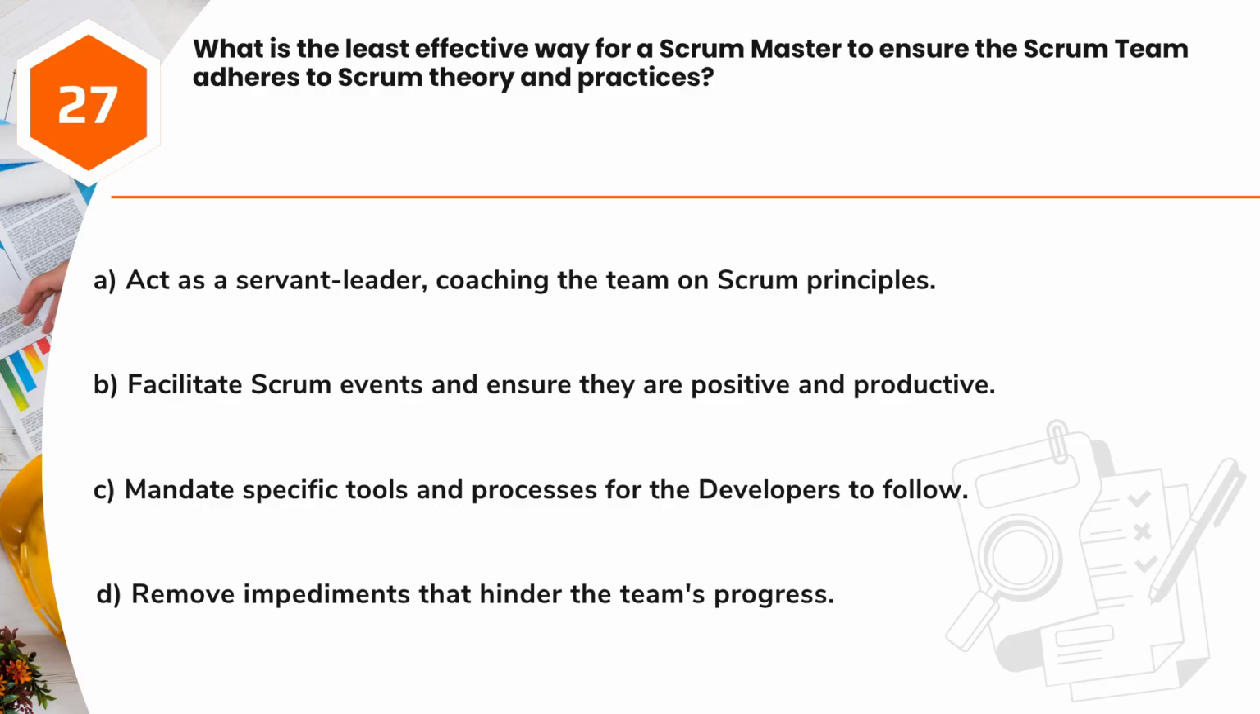Question 27. What is the least effective way for a Scrum Master to ensure the Scrum team adheres to Scrum theory and practices? A. Act as a servant leader, coaching the team on Scrum principles. B. Facilitate Scrum events and ensure they are positive and productive. C. Mandate specific tools and processes for the developers to follow. D. Remove impediments that hinder the team's progress.